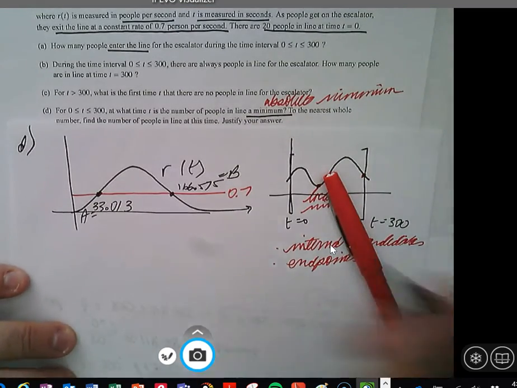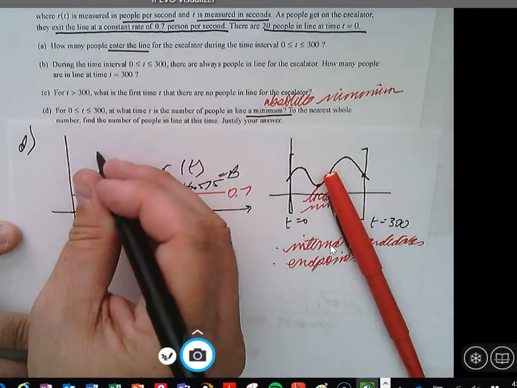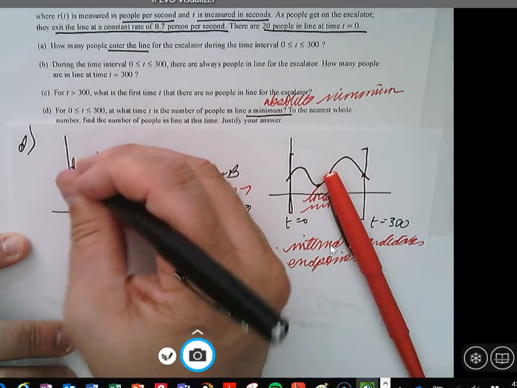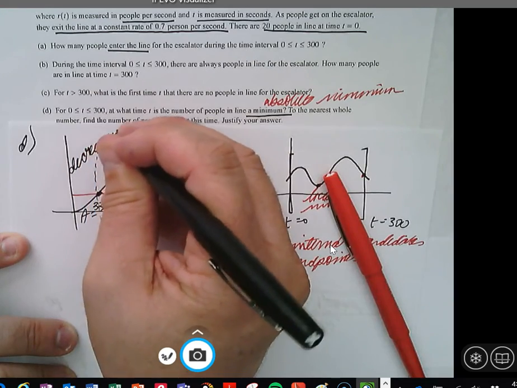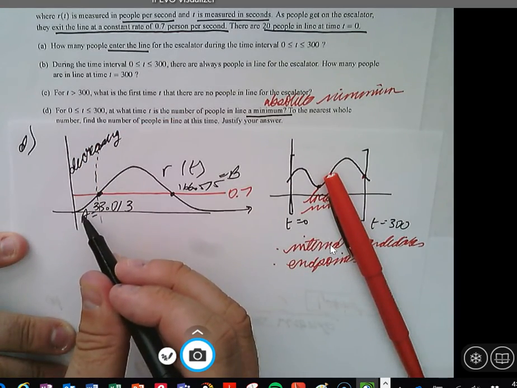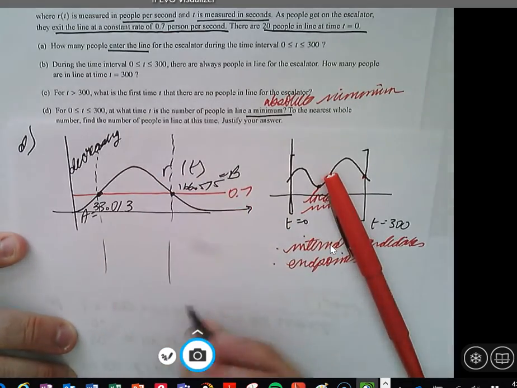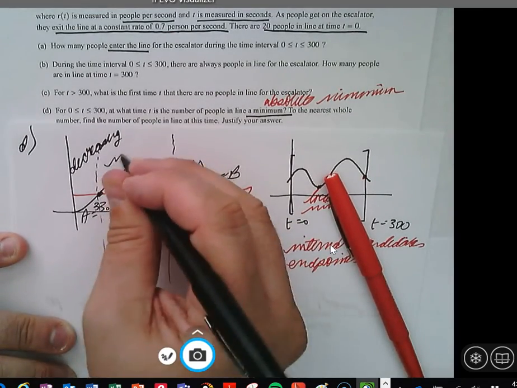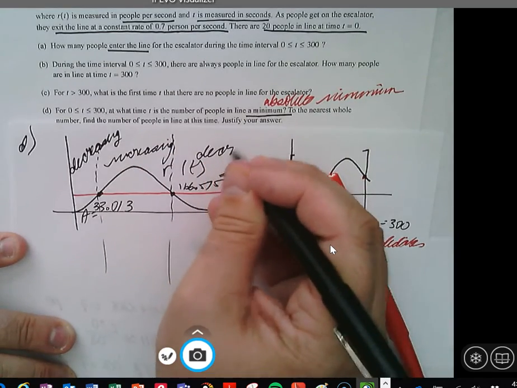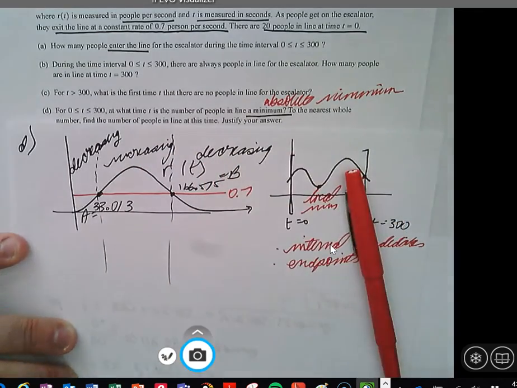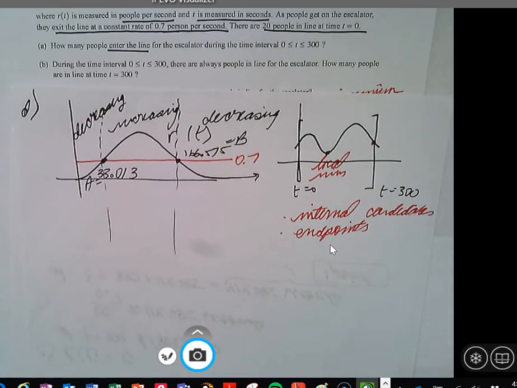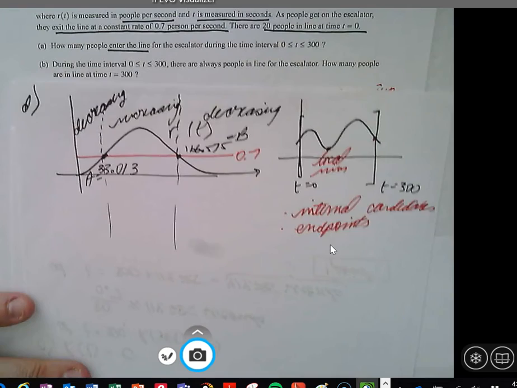Okay. So from t equals 0 to what I'm calling t equals A, the number of people in line is decreasing, because the rate that people leave the line is greater than the rate that people enter the line. On this next interval, we're going to be increasing, and then we're going to be decreasing on that interval. Okay, we've got a whole lot going on, but we're almost there.